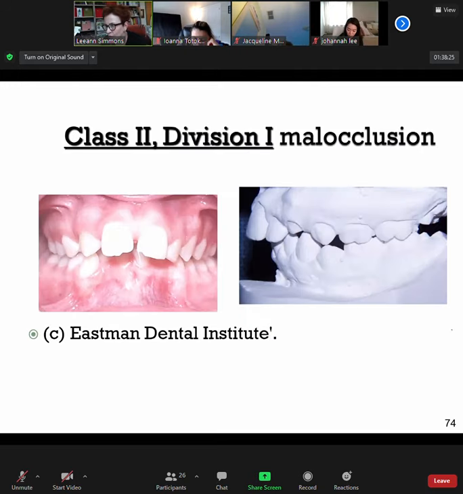Here is a class 2 division 1 malocclusion. This is a model. You see the giant overjet. And you see, here's the buccal cusp here, and the buccal groove is back here. And you see these buck anterior teeth on the image here. This is a baby molar here. This is not a permanent molar right here. Okay, so I'll put a little Roman numeral 1. It's a primary tooth and a degree sign.